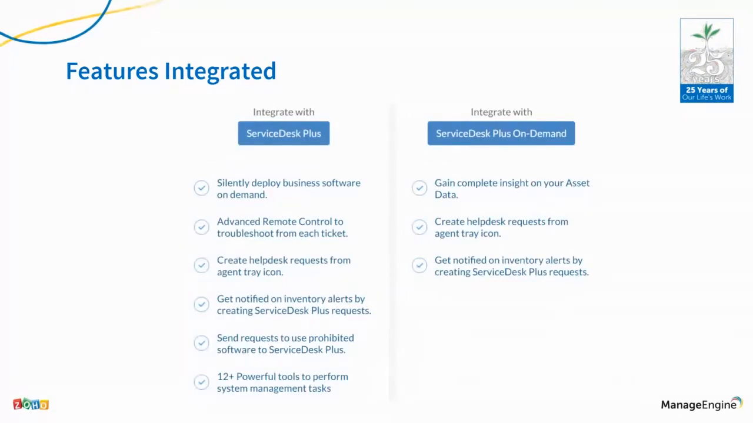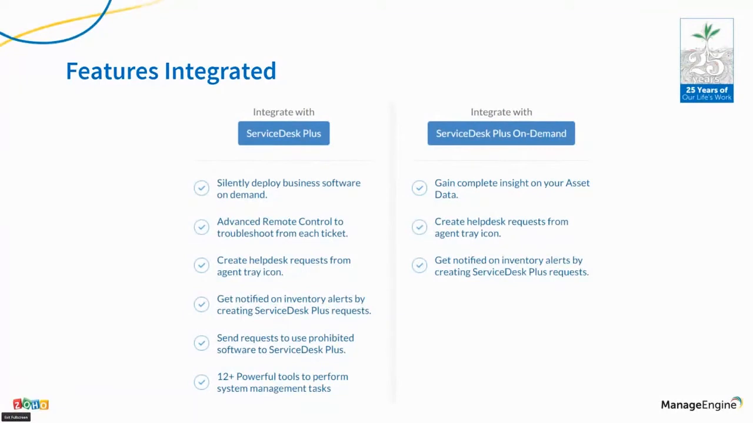So I'm just trying to put a different chart because both these products have cloud versions and on-prem versions. So I've just put a comparison between Desktop Central on-prem versus Service Desk Plus on-prem. On the right hand side, you have Service Desk Plus on demand. What are the different features that you get if you integrate both these products from an on-prem point of view? If you want to know more about cloud or on demand, we have a session tomorrow that's going to talk more about cloud. But today, we are going to talk about from an on-prem perspective, what are the different features that you will get. But this is just a comparison for you to understand.